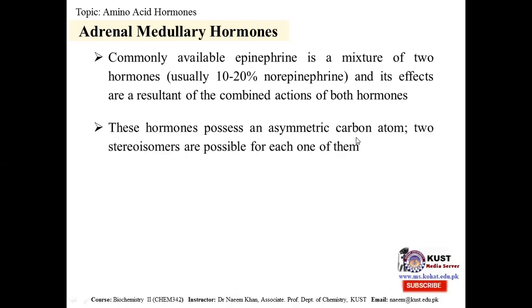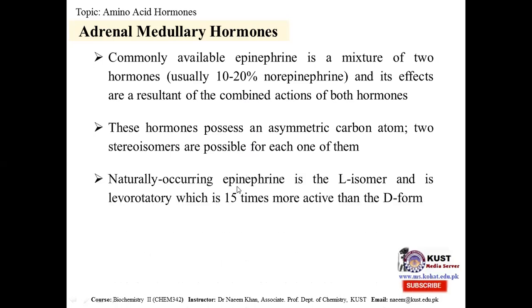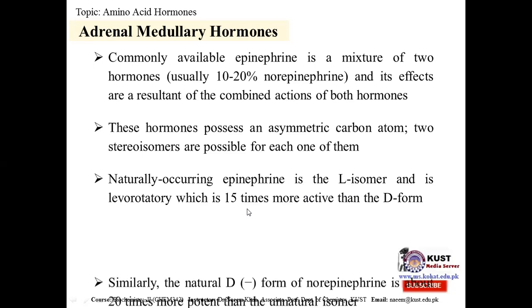These hormones possess an asymmetric carbon atom. Two stereoisomers are possible for each one of them. Because of the asymmetric carbon, two isomers are possible. Naturally occurring epinephrine is the L isomer and is levorotatory, which is 15 times more active than the D form. L and D isomerism is very common in biochemistry, and the L and D isomers differ from one another based on the rotation of the groups on the chiral carbon distant from the functional group. It is mentioned here that the L isomer is 15 times more active than the D isomer.